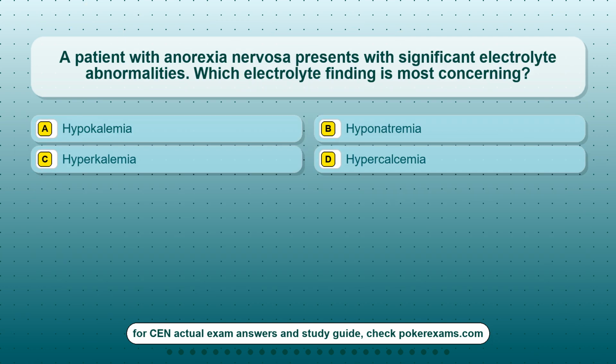Question 5. A patient with anorexia nervosa presents with significant electrolyte abnormalities. Which electrolyte finding is most concerning? Option A. Hypokalemia. Option B. Hyponatremia. Option C. Hyperkalemia. Option D. Hypercalcemia.